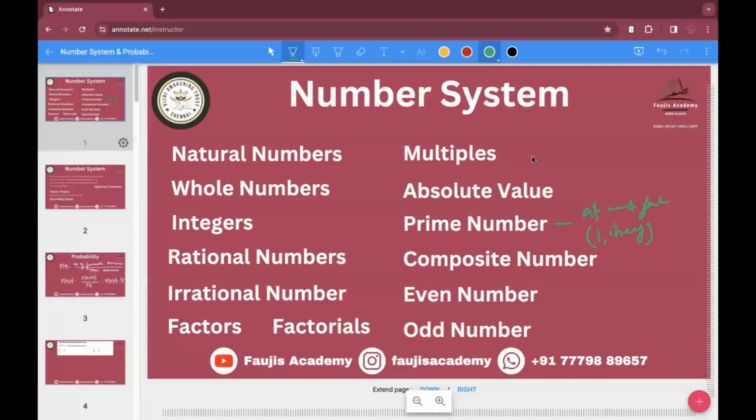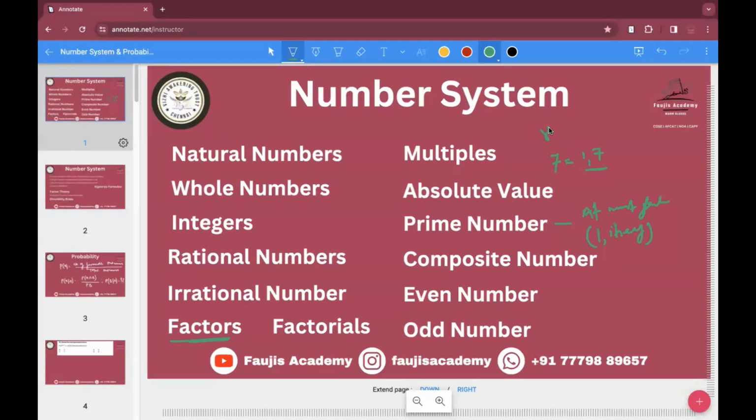When we pick up, let's say, 7, what are the factors of it? Factors means the numbers which divide this number. Only 1 and 7. So how many factors are there? 2, 1 and 7. And these two numbers are the number itself, that is 7, and 1.